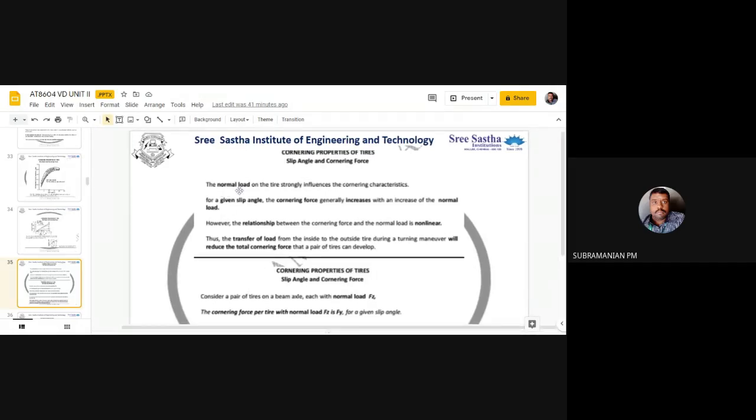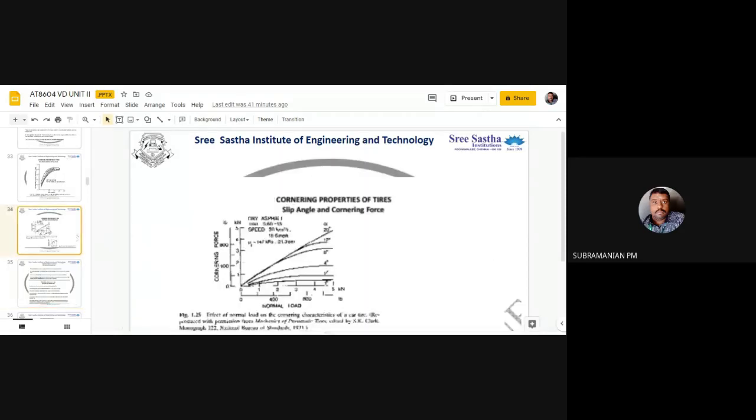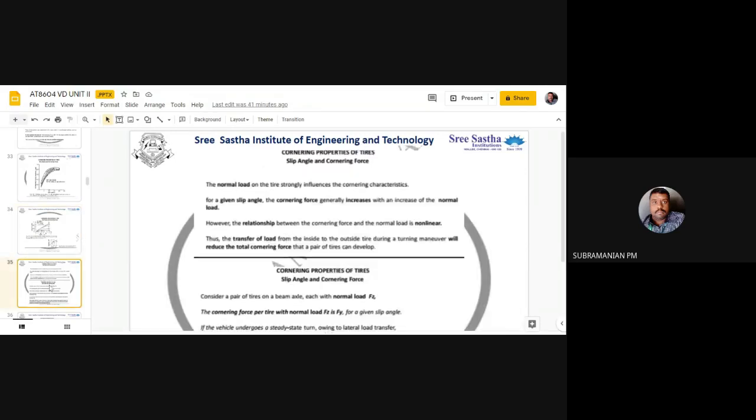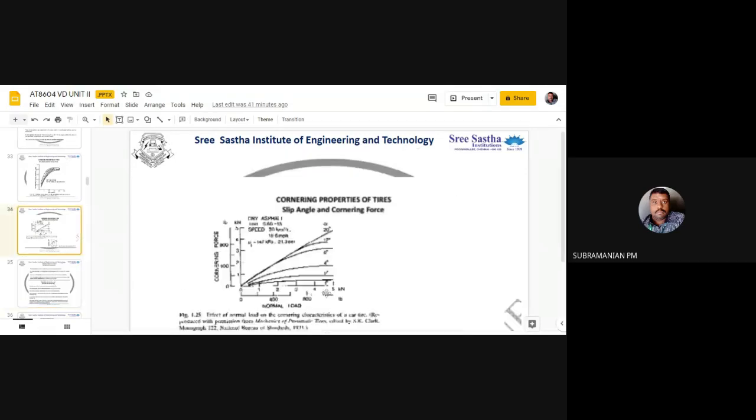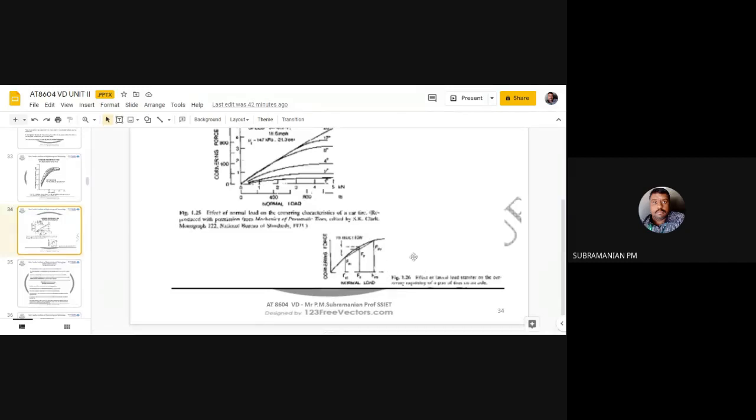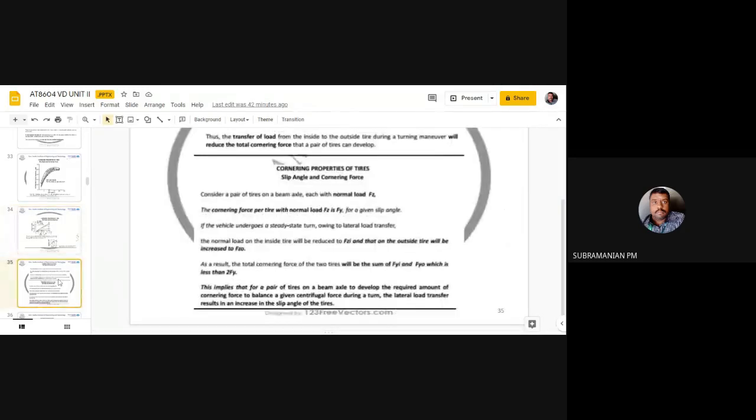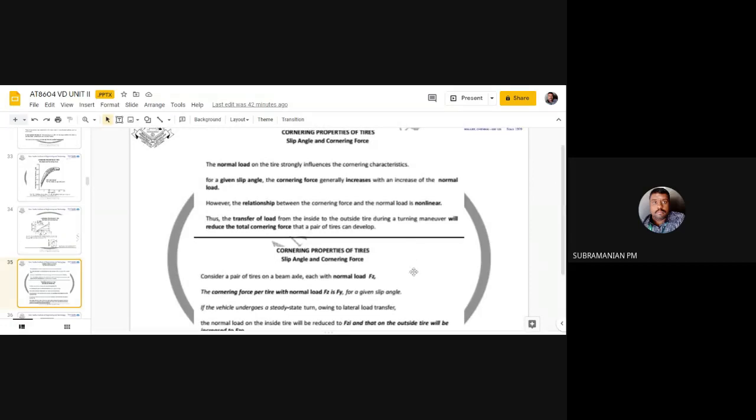So you can see how the normal load affects my cornering force, the explanation is given here. For a given slip angle, the cornering force will increase with increase of normal load. Already I have told you in the graph. And you can see it is almost non-linear for different slip angles. And in this curve, you can see how the transfer of load affects the cornering force when I make a turn.